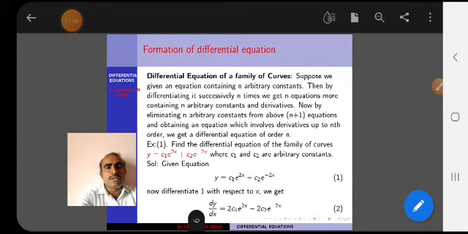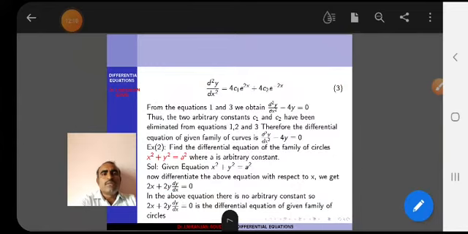Differentiate this equation with respect to x. We get dy/dx = c1 times the derivative of e^(2x), which is 2 e^(2x), plus c2 times the derivative of e^(-2x), which is -2 e^(-2x). So we get dy/dx = 2c1 e^(2x) - 2c2 e^(-2x). Again, differentiate equation 2 with respect to x. We get d²y/dx² = 4c1 e^(2x) + 4c2 e^(-2x).